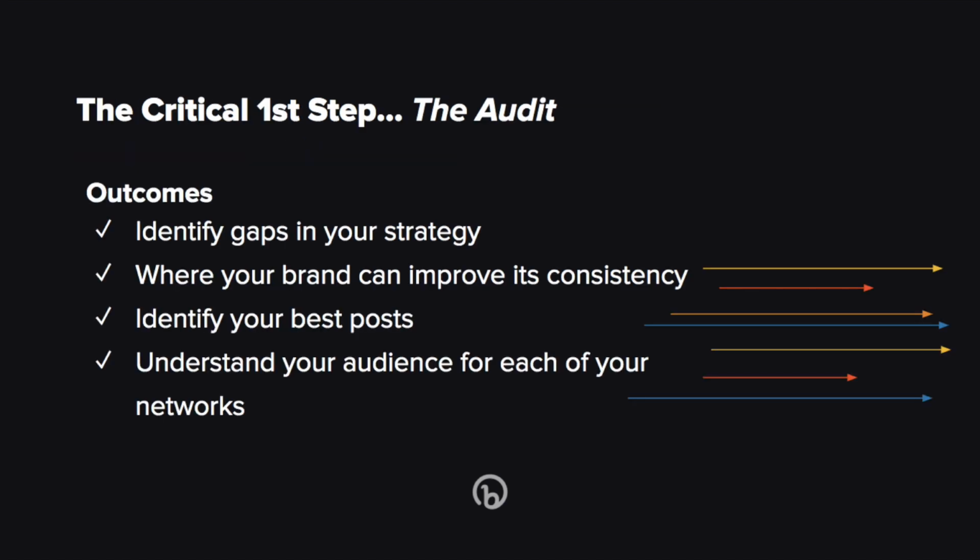The first critical step to creating a social media strategy is the audit. An audit takes a deep look at what you've done historically and helps you identify areas where you can improve moving forward. This is the basis for all that comes with your brand strategy, so you want to do a really thorough job. To show you how powerful a social media audit can be, here are some of the outcomes. You can identify gaps in your strategy, understand where your brand can improve its consistency, identify your best content, and understand your audience for each of your networks.